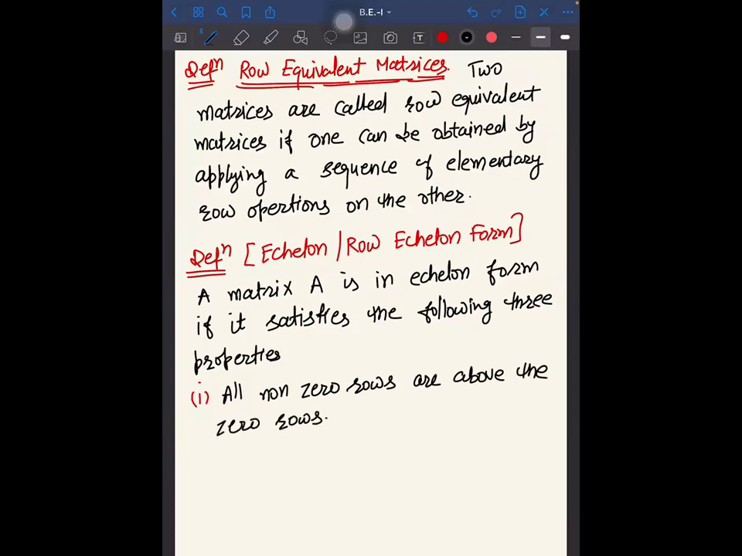Right? So I'll briefly state those things. That means the first property says that any row which contains only zero elements, we'll give it the second priority. We'll keep the first priority to the non-zero rows. So you always keep the non-zero rows above the zero rows, right? So that is the first property which we're going to use.